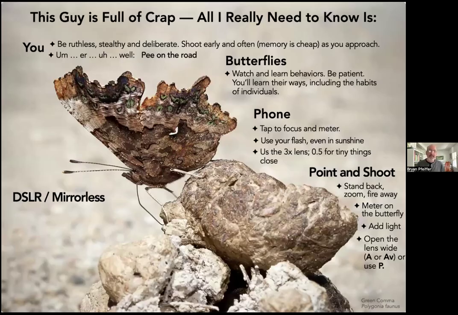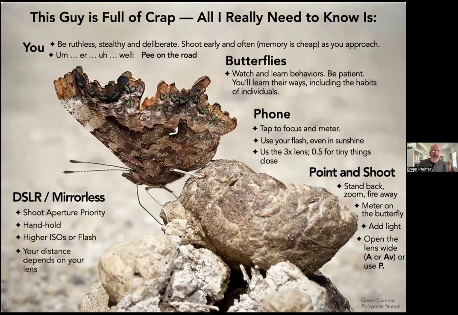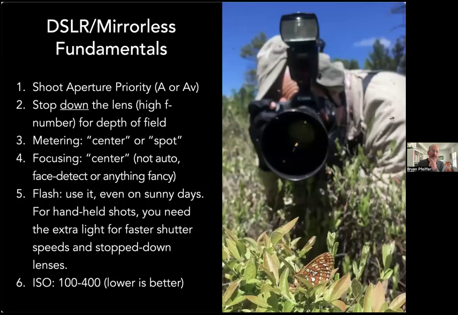But basically, if you've got a DSLR or a mirrorless, for butterflies, I'm shooting aperture priority. I'm hand holding. I'm using higher ISO values or the flash. And my distance from the butterfly depends on the lens that I'm using. So that's that. Those are the fundamentals.